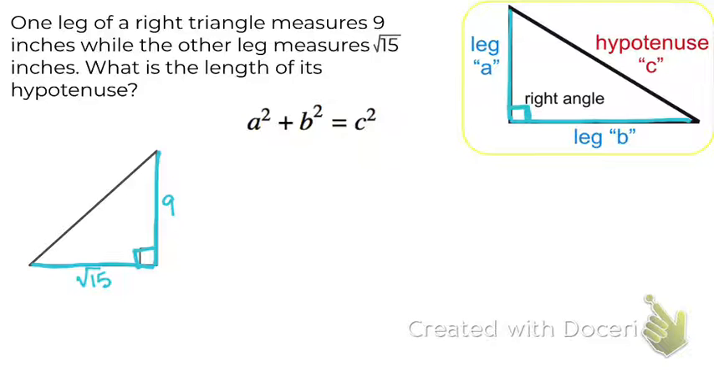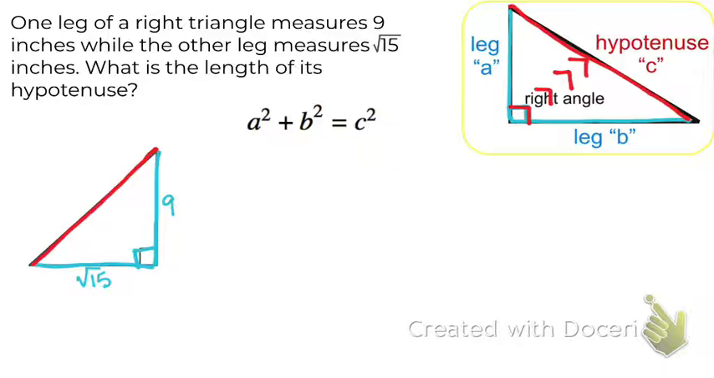Then the hypotenuse is always the side that is the longest, and it's the one that is across from a right angle. So I think of this right angle as pointing towards our hypotenuse. So this is our hypotenuse right here.